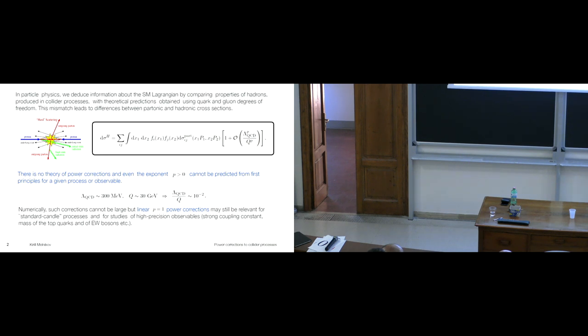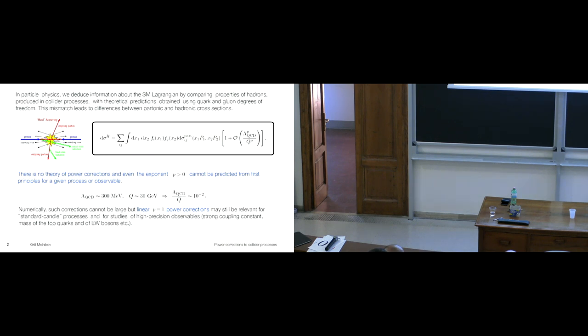These corrections typically go like the non-perturbative scale of QCD, lambda QCD, over the smallest of the hard scales that you have in the problem, denoted here by Q, raised to some power P. And an interesting peculiarity of the situation that we are currently in is that if you take an arbitrary process, an arbitrary observable, then we cannot even predict the exponent P in this formula, let alone actually calculate these power corrections.